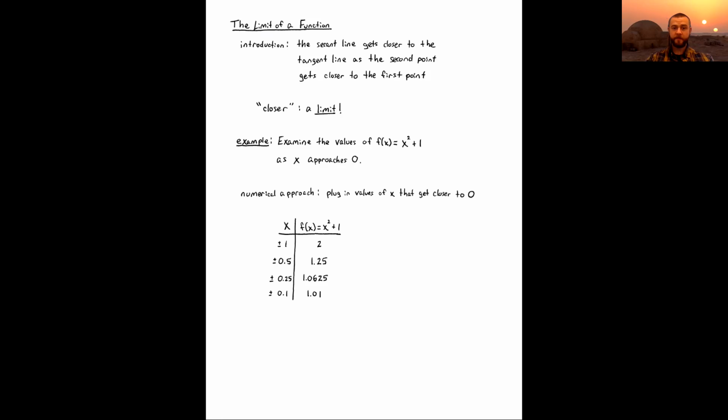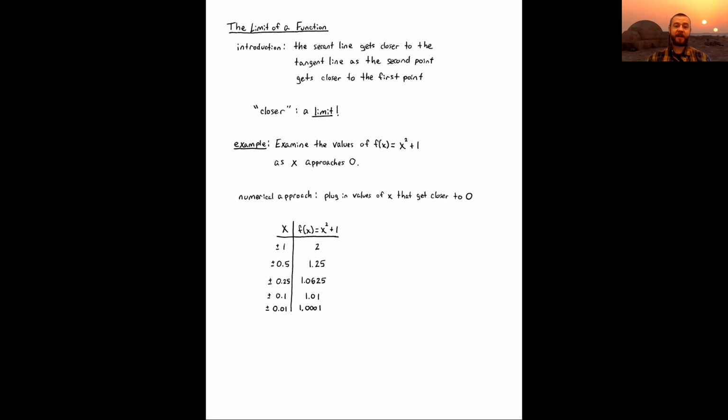So let's go with 0.1, and let's get even closer. Let's go with x as 0.01. All right, now the concept of a limit requires plugging in multiple values. And we can kind of see something happening here.